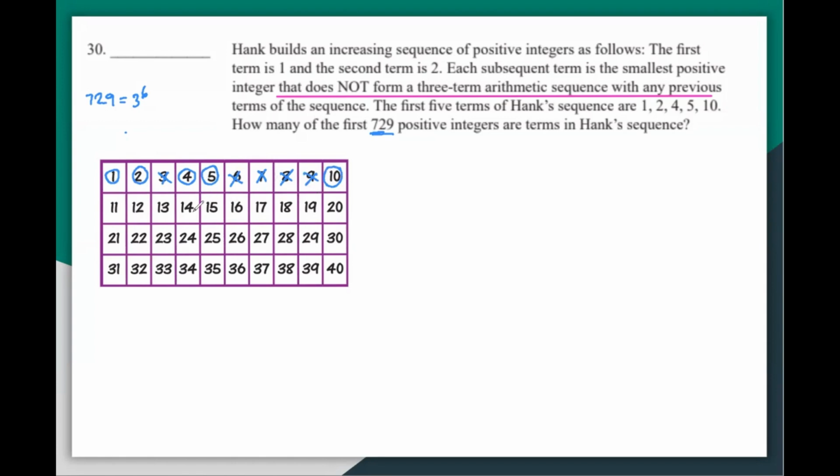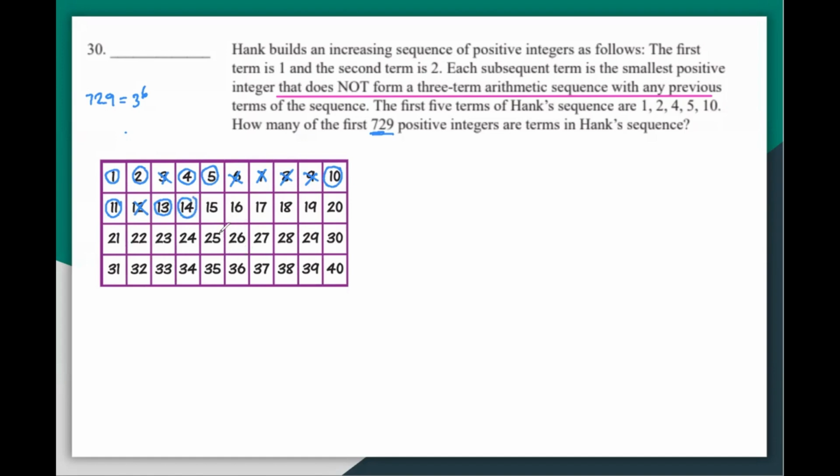So 11 is also in our list. We cannot make any sequence with 11 and any previous 2 terms. But 12 is no good because 10, 11, 12 would be 3 consecutive terms. And 13 is the next one we need to look into, which is actually in our list because we cannot combine it with any 2 previous terms, and same with 14. I cannot do anything with 14 either.